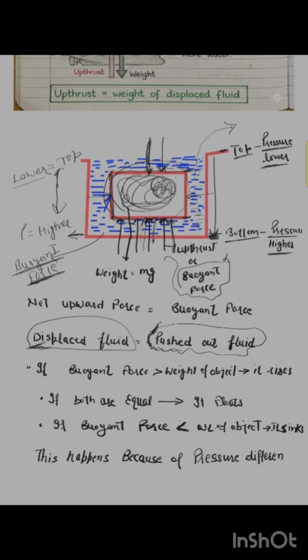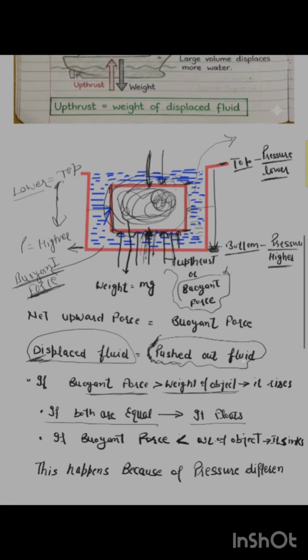Okay, so if the buoyant force, the force that is acting at the bottom of the object in upward direction, is greater than the weight of the object, that means it rises. Okay, but if both the forces are equal, that means it floats. If the buoyant force is lesser than the weight of the object, that means the object will sink in the water. This happens because of pressure difference.